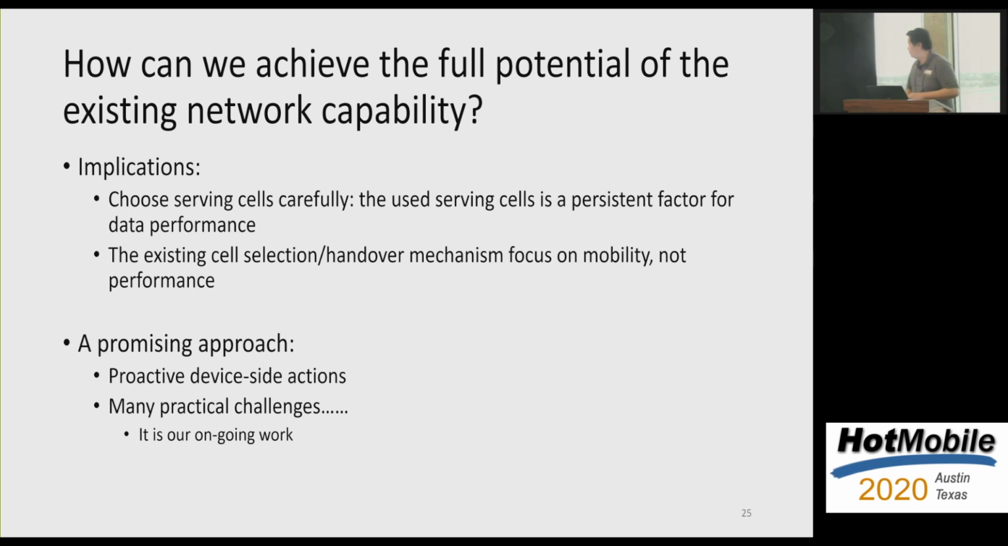Putting them together, we believe there is a promising approach to solve this problem: if we can take some proactive device-side actions to change the serving cell we use, in that way we can improve our data performance. But as you can imagine, there are many practical challenges, and it's our ongoing work.